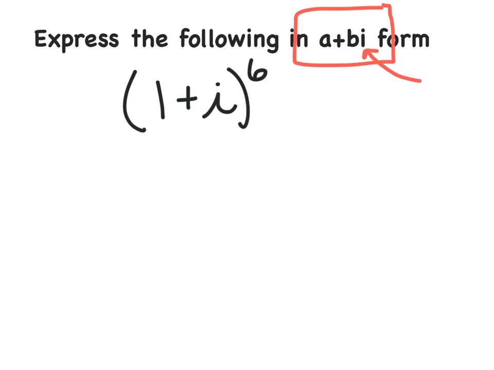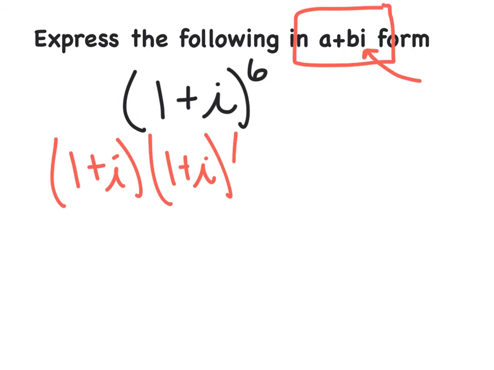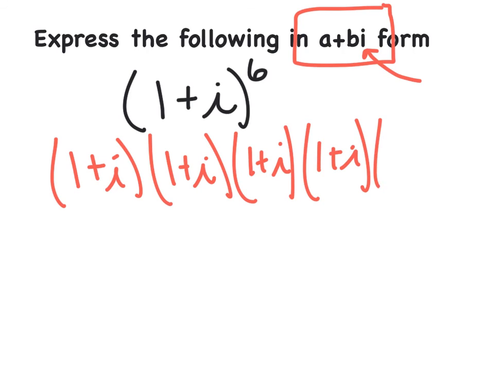So remember, a power is just repeated multiplication. So this really means I have 1 plus i times 1 plus i times 1 plus i times 1 plus i times 1 plus i times 1 plus i. Now you might be thinking this looks like a disaster, and you're probably right. I do have to write it out 6 times and multiply. But the nice part is, they're all the same thing.